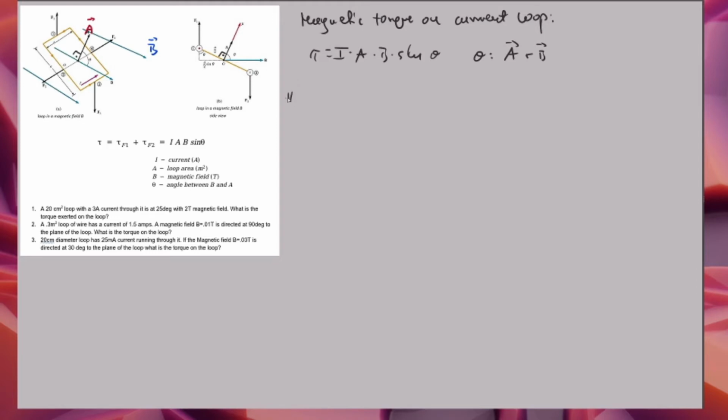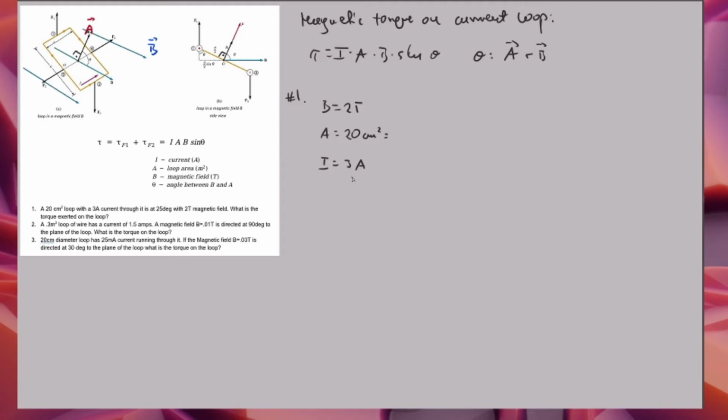So let's do number one. A 20 centimeters squared loop with 3 amps through it is at 25 degrees with the magnetic field. What is the torque exerted on the loop? So what I have is the magnetic field B, which is 2 teslas. I have the area, which is 20 centimeters squared. We'll have to convert that to meters squared, and we'll do that in a second. And I have the current I, which is 3 amps.